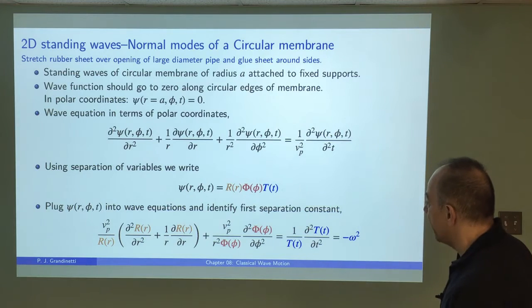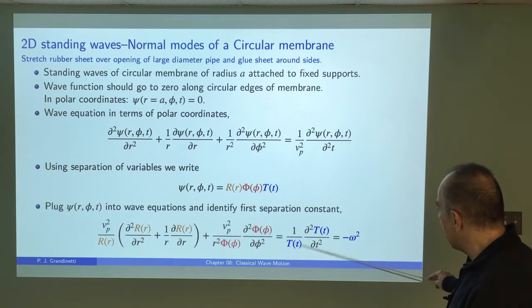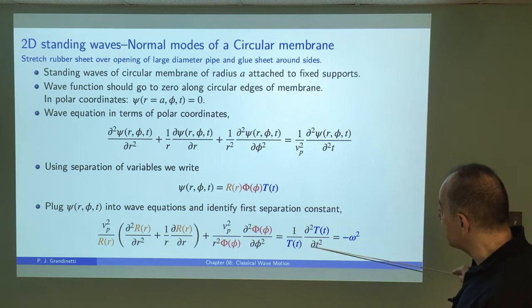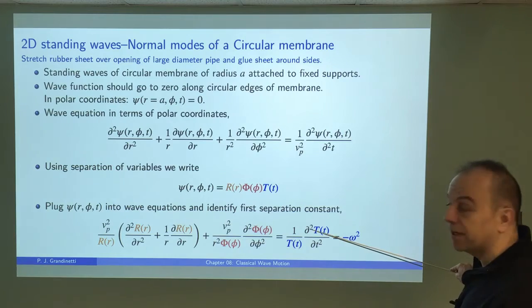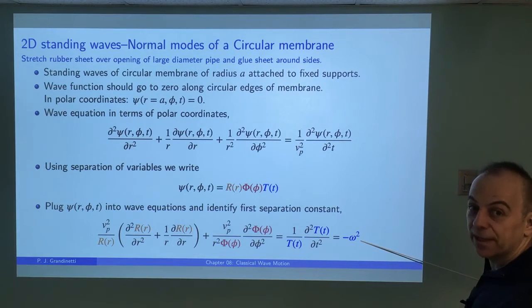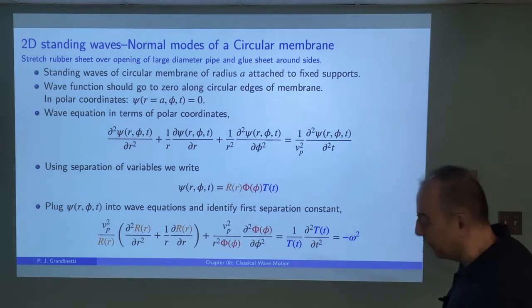What you see is we have everything that depends on the spatial part on the left and everything that depends on time on the right. The only way for these two sides of the equation to be equal to each other is for them to be equal to a constant, which we call the separation constant, which I'm setting equal to minus omega squared for reasons that we've already seen before.